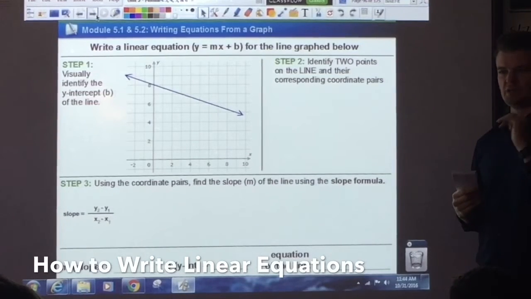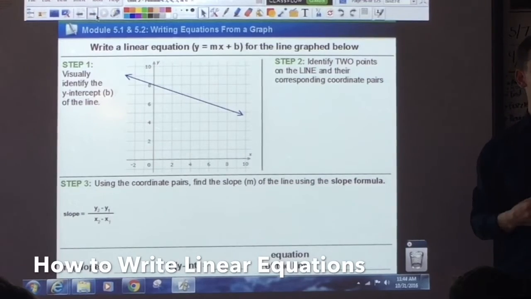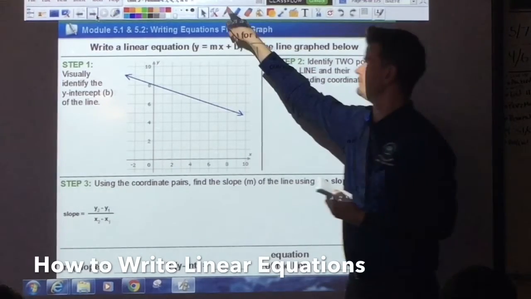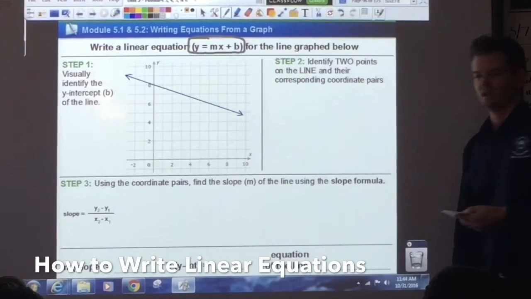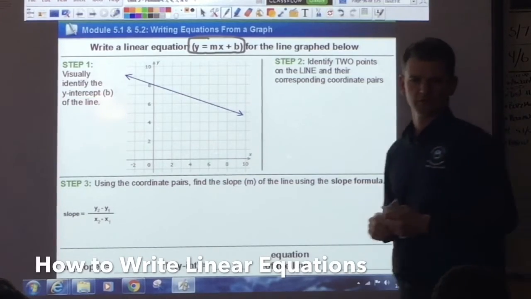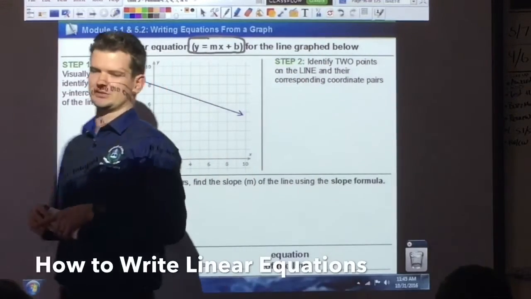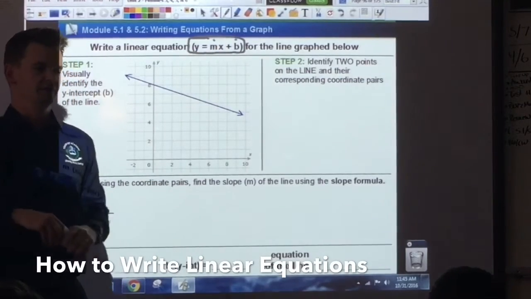I want you to be able to write a linear equation from this graph. The good thing is we already know a linear equation template. We know this one right here: y equals mx plus b. In order to write an equation in y equals mx plus b form, you need two things. What do you need? Slope and y-intercept. Specifically, you need to find the m and you need to find the b for the line graph below.